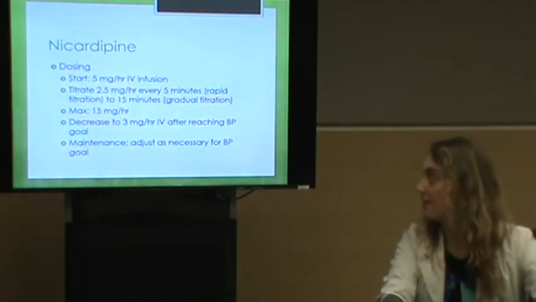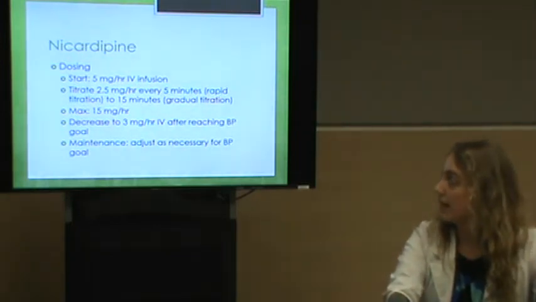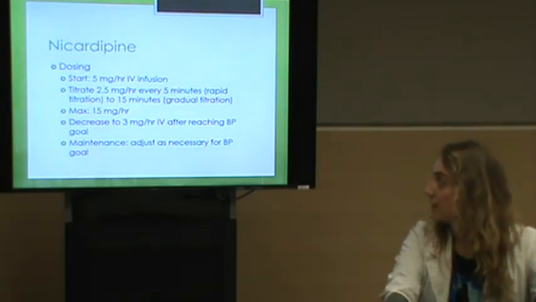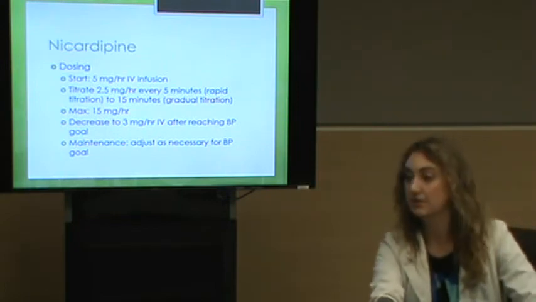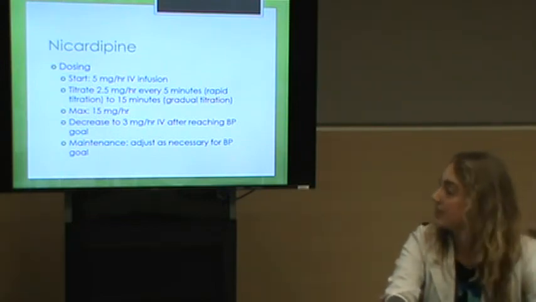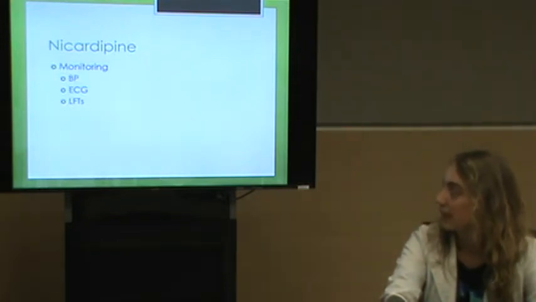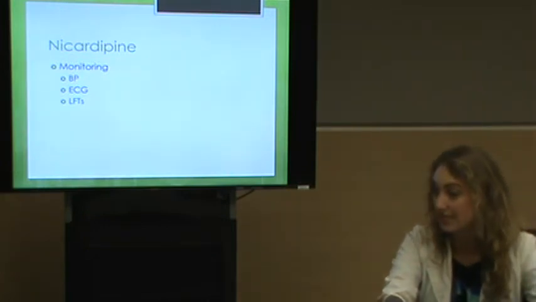You would start at 5 mg per hour as an IV infusion. Typically the person's heart rate would end up decreasing by about 10% in that first hour. You would titrate 2.5 mg per hour every 5 minutes, or every 15 if you want to be a little more gradual. The max rate is 15 milligrams per hour, and once you reach the goal, you want to decrease to 3 milligrams per hour. Again, pretty standard monitoring parameters, except you also need to be monitoring their LFTs if they're on nicardipine.